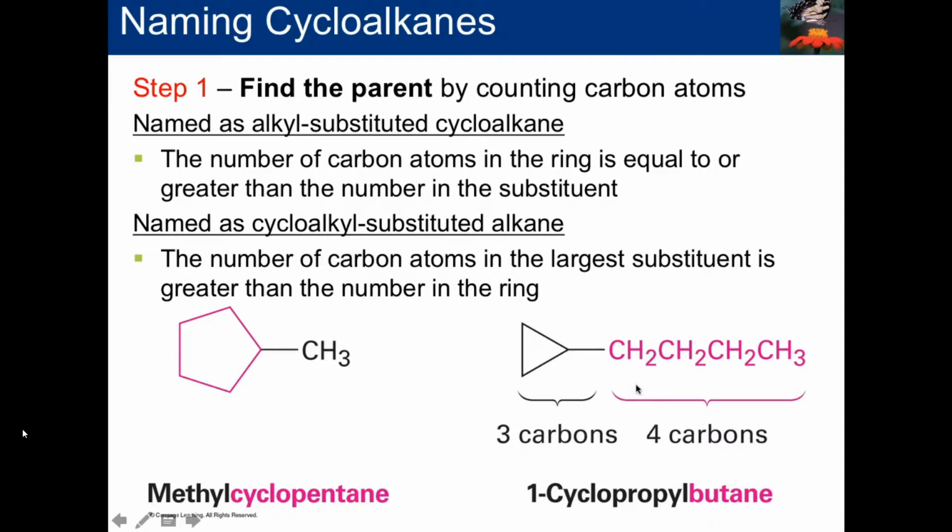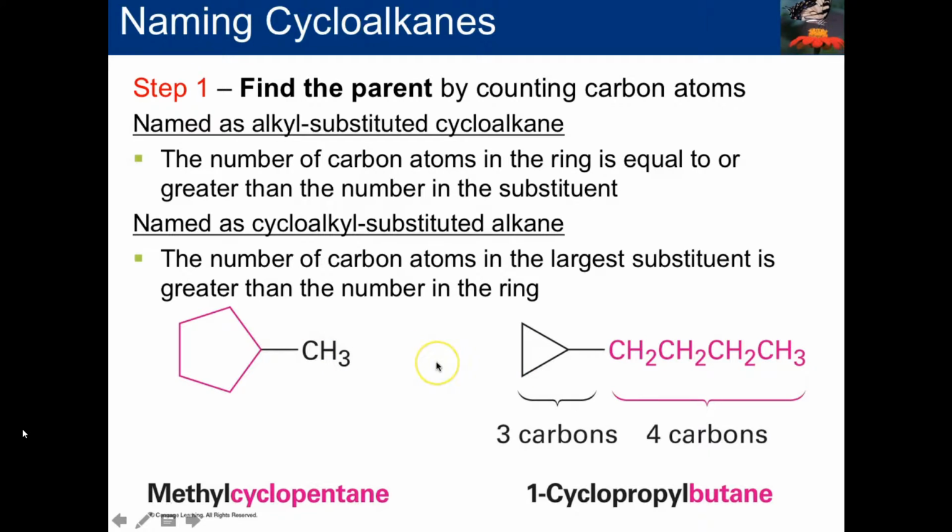How do we name these? Well, the simplest way is to think of the ring as the parent structure. In this case, it's substituted with a methyl group. A hydrogen on the five-membered ring is replaced by methyl, and so the name of the molecule is methylcyclopentane. You don't have to give it a number. By convention, all the hydrogens in cyclopentane are equivalent, and so it's understood that this is 1-methylcyclopentane.